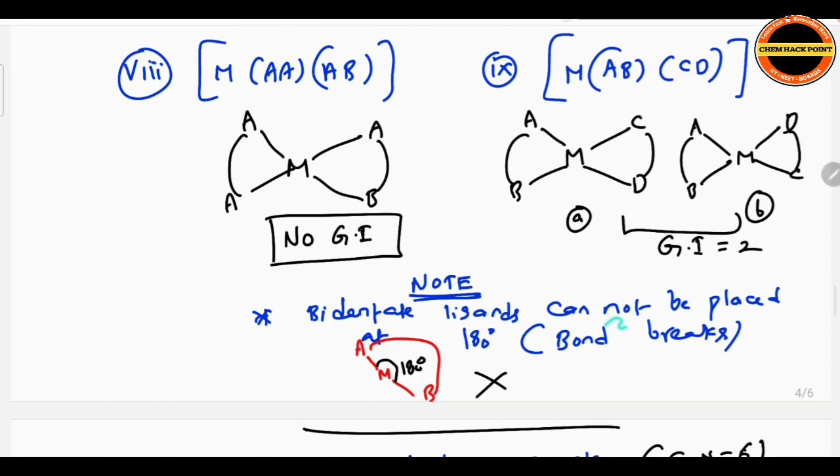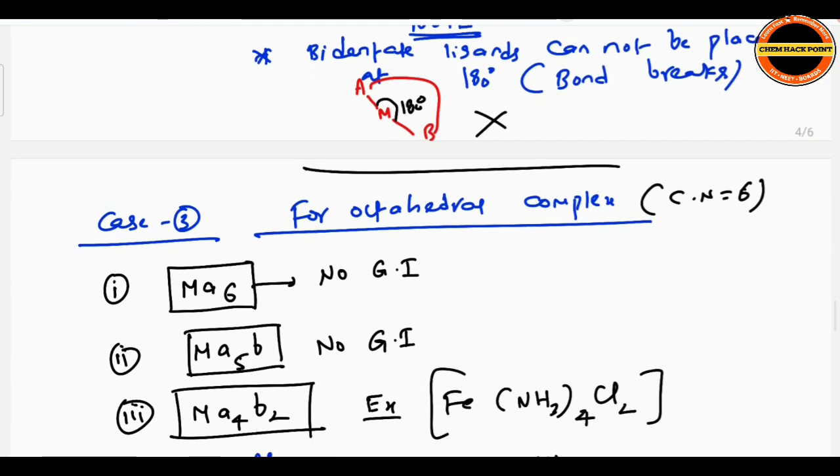So remember, bidentate ligands cannot be placed at 180 degrees because of bond breaks. Why? As we are stretching, the bond breaks, which is not favorable. Next, for octahedral complexes, see, the octahedral complex is most important.